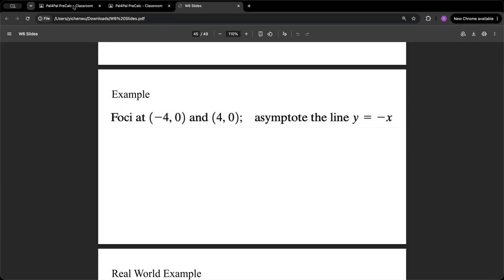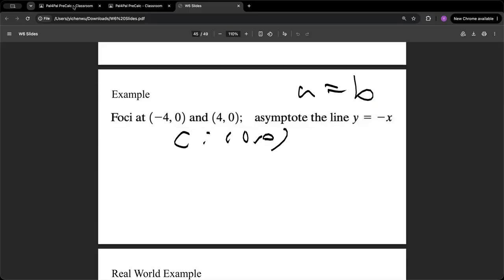Now let's go over this. Once again, the center is the midpoint of the two foci, so the center is (0, 0). The asymptote being y equals -x means that a over b is -1, or just 1. So now we get that a equals b basically.